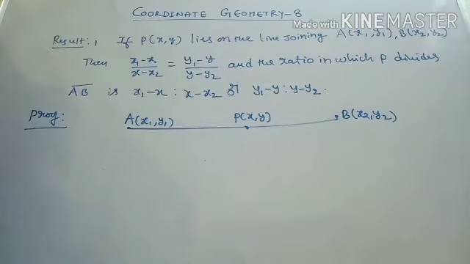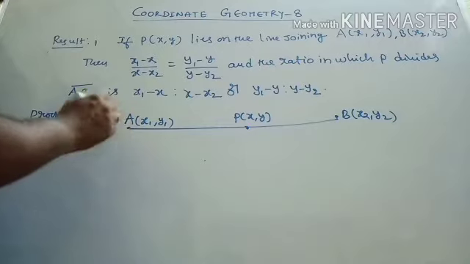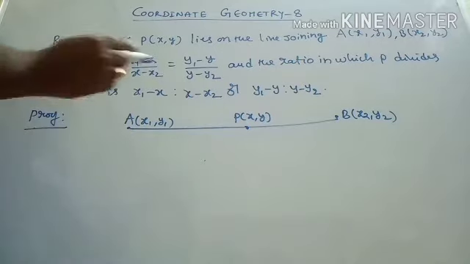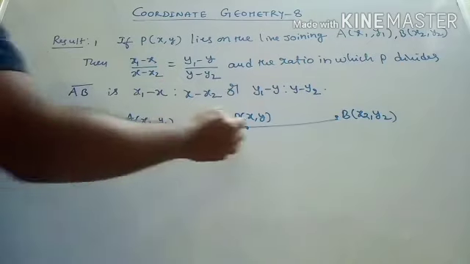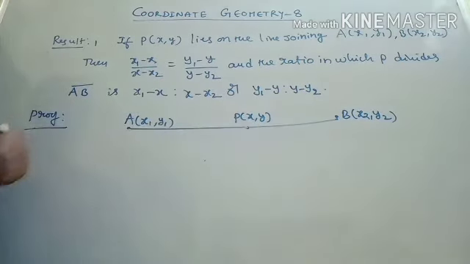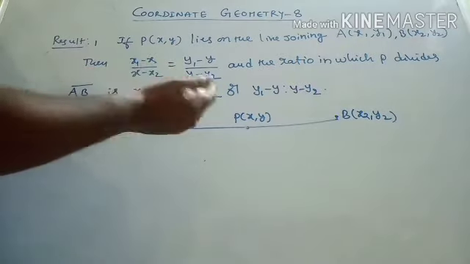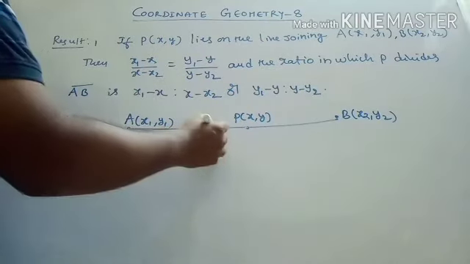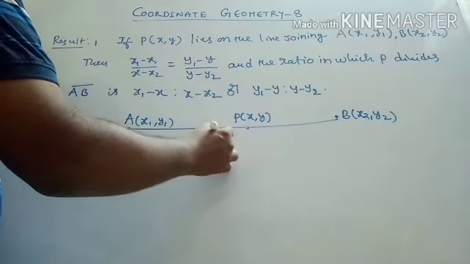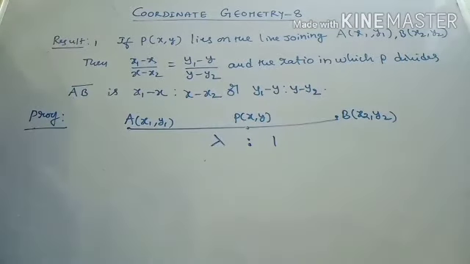For that, here is how we will proceed. They have given that A(x1, y1) and B(x2, y2) are the two points of the line joining. Now P(x, y) is a point which divides it in a ratio we don't know. That ratio we need to find. Let us take that ratio as usual as lambda is to 1.